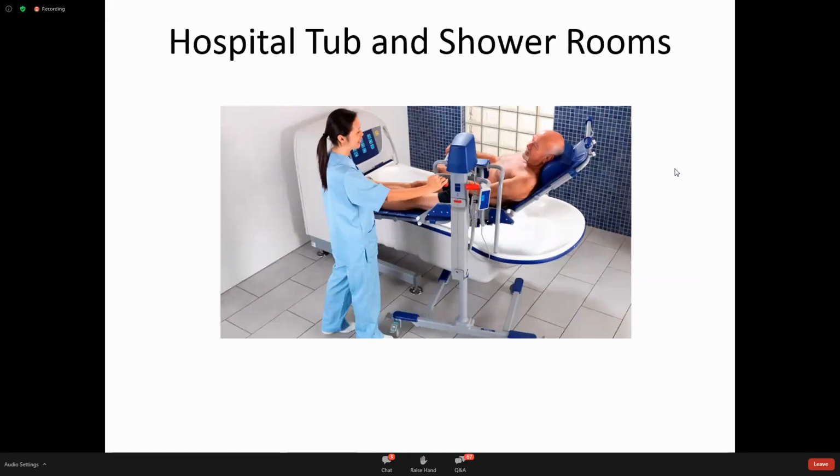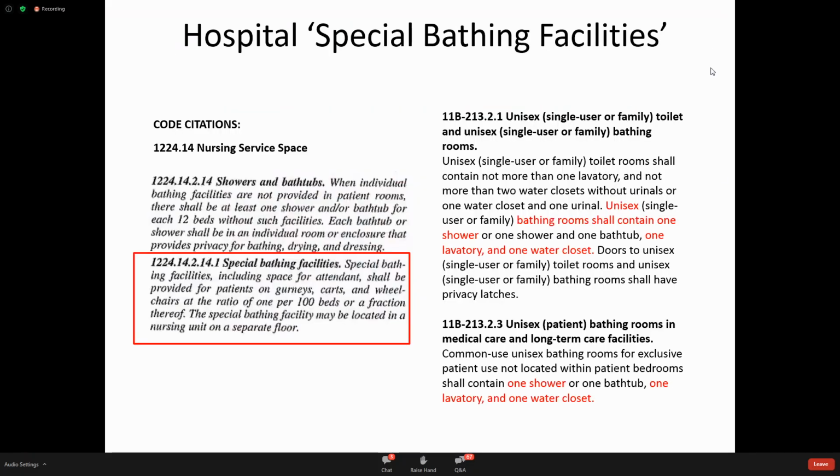So, the hospital tub and shower rooms. There's a code nuance I simply want to make you all aware of. Special bathing facilities. This is not in the accessibility portions of the code. This is in 1224.14. These are special bathing facilities.